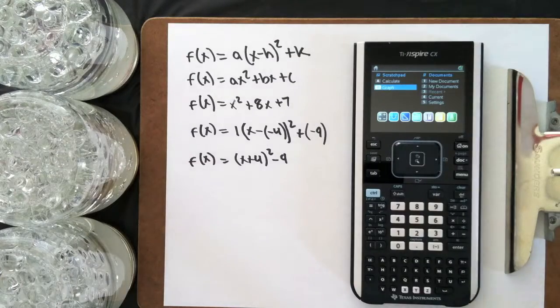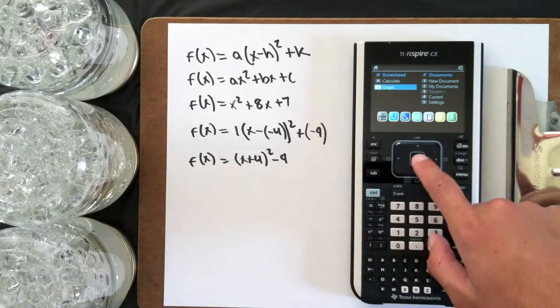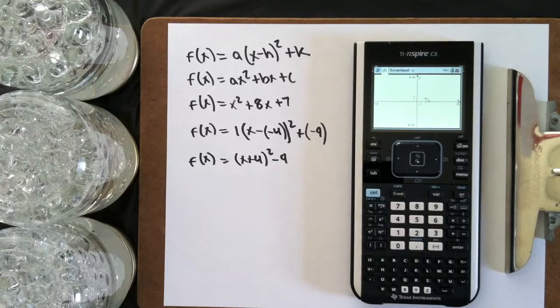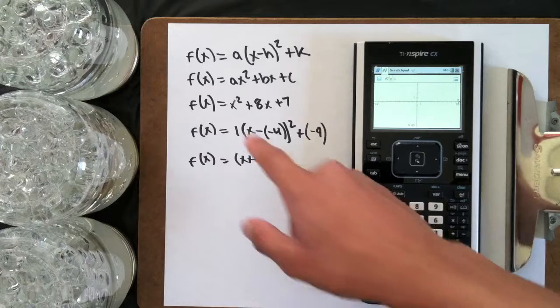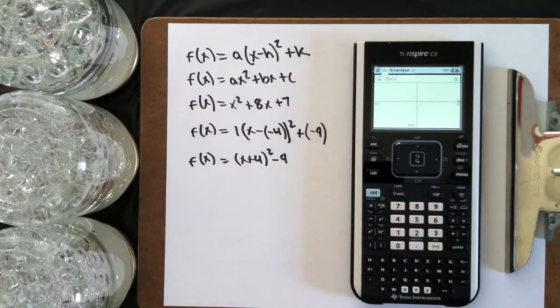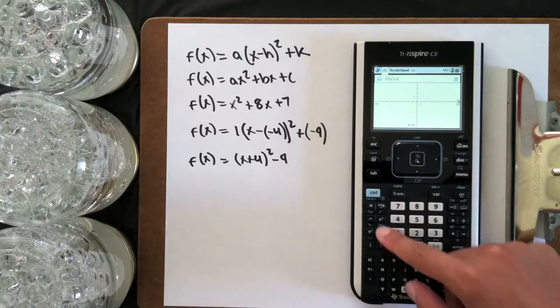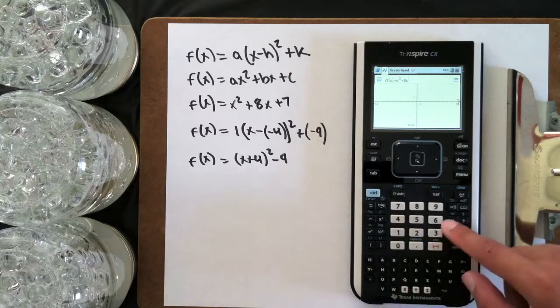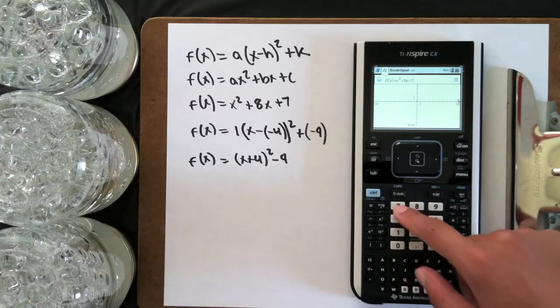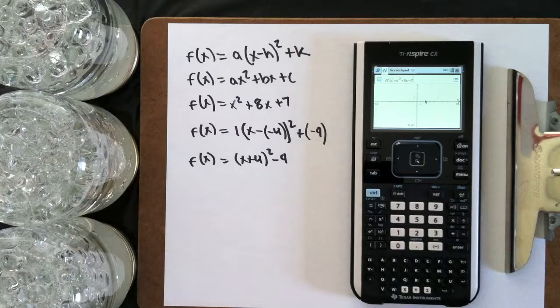Alright, so I changed up the lighting to make this easier to see. What we're going to do is go to graph, click OK, and then click tab. Then we plug in this equation right here, f of x equals x squared plus 8x plus 7. So we write x squared plus 8x plus 7, hit enter, and it gets graphed.